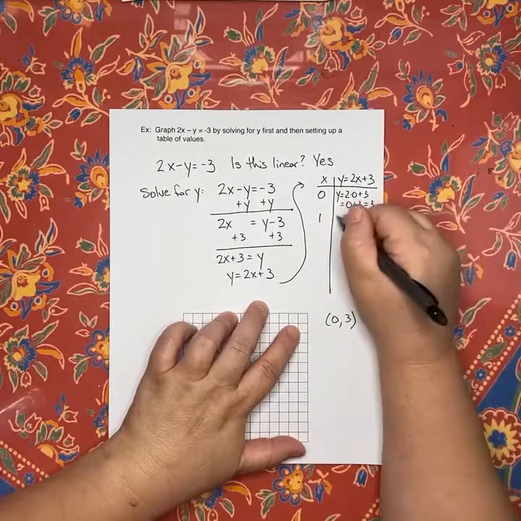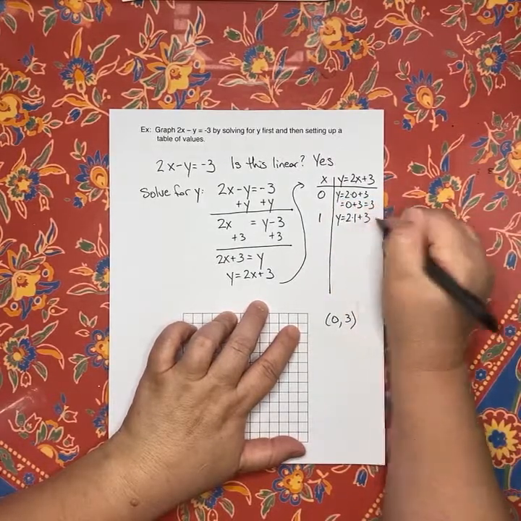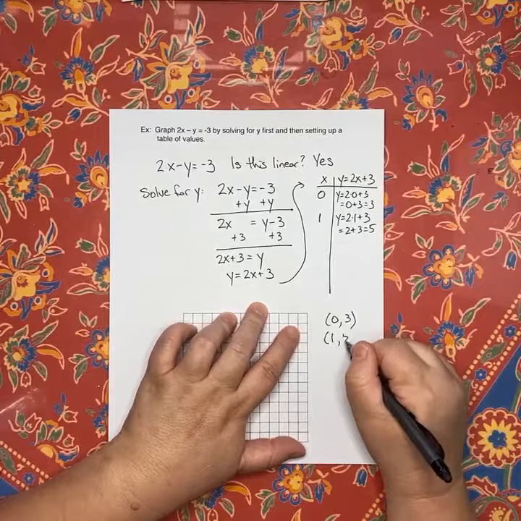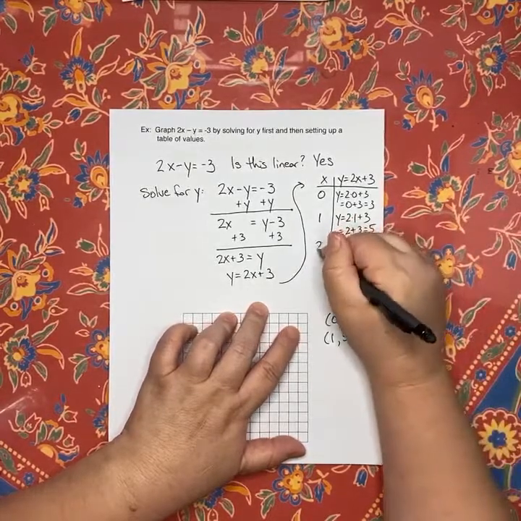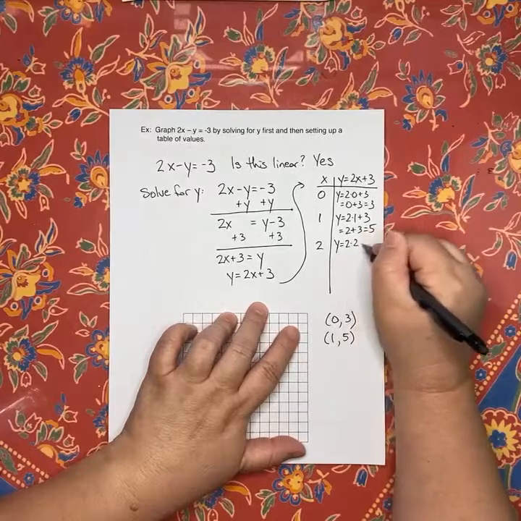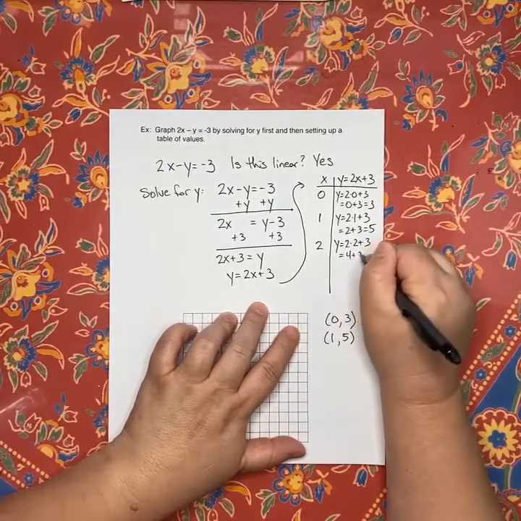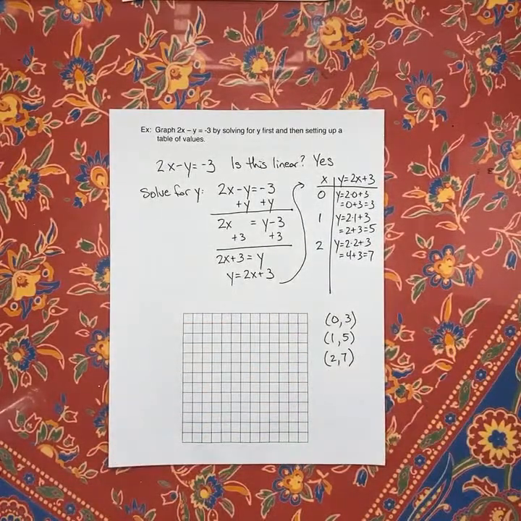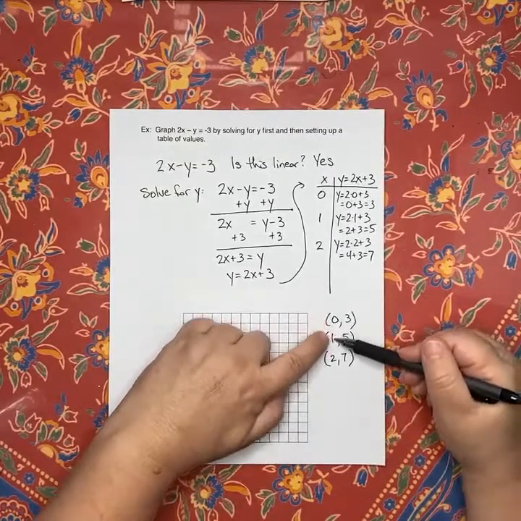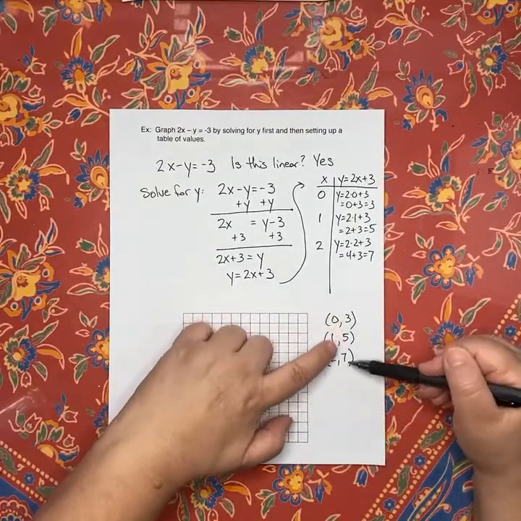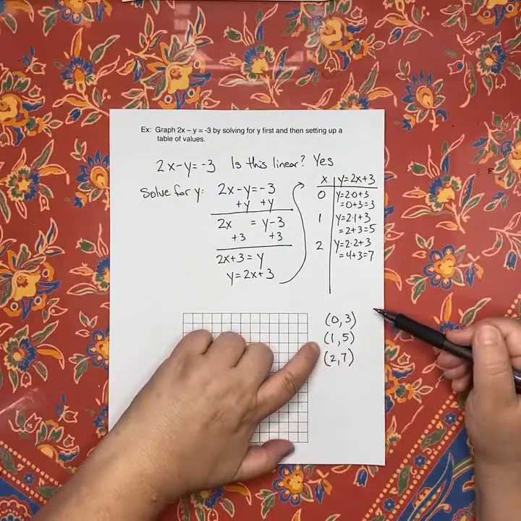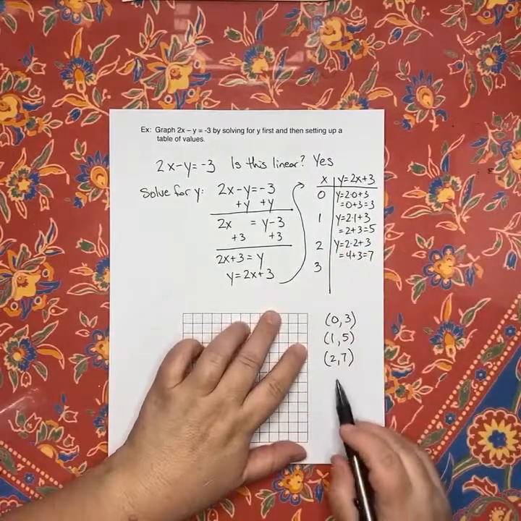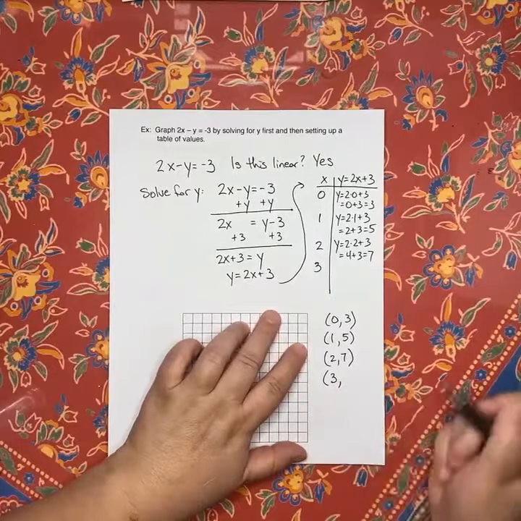Okay, let me try x equals 1. Y equals 2 times 1 plus 3. So that's 2 plus 3, which is 5. So 1, 5. Okay, 2. Y equals 2 times 2 plus 3. That's 4 plus 3 equals 7. And at this point, are you seeing a pattern? Because I'm seeing a pattern. As x is increasing by 1, y is increasing by 2. That's interesting. And there is a 2 in the equation. Let me try the next one. If it follows, the next one should be 3 comma what?